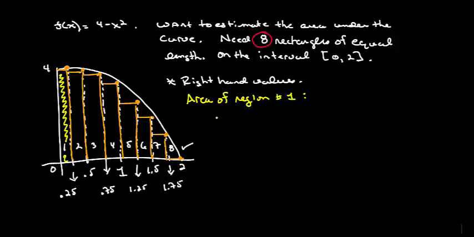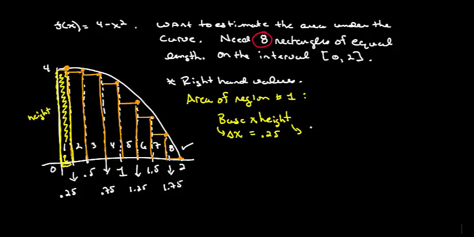And how do we find that? Well, we need to take its base length down here, which we call delta x. We're going to multiply it by this height length. And the height length is given by the right-hand value of the function on that interval. So the base length is delta x, and our delta x value here is going to be 0.25 because that's the length of the base of the triangle, or excuse me, the rectangle.